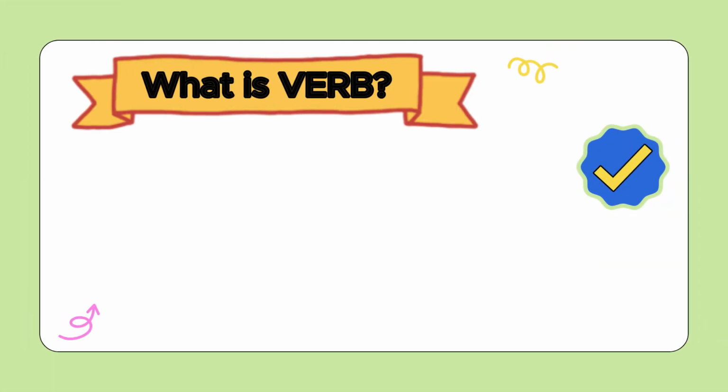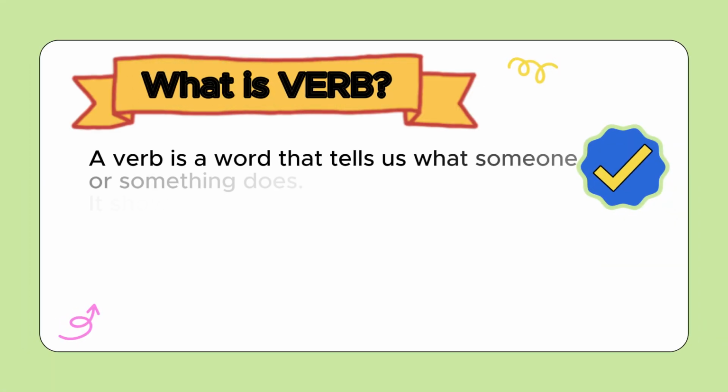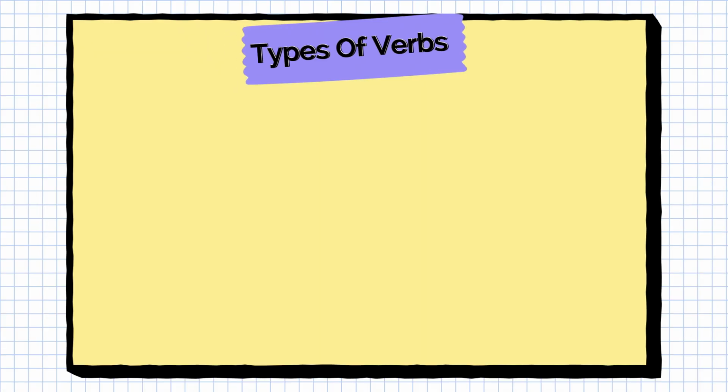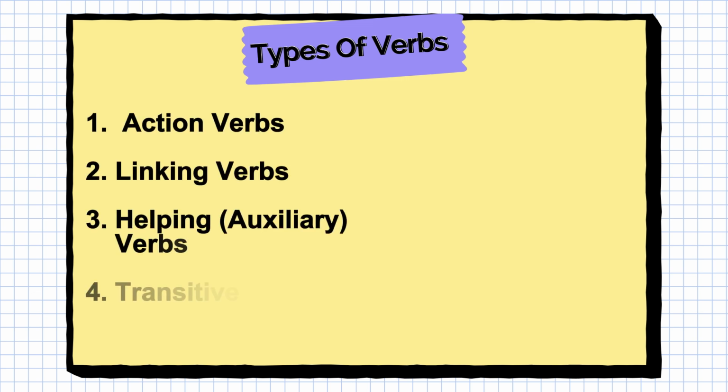So first things first, what is a verb? A verb is a word that tells us what someone or something does. It shows action or a state of being. For example, run, eat, or is. That was simple, right? Now, let's explore the main types of verbs with examples.